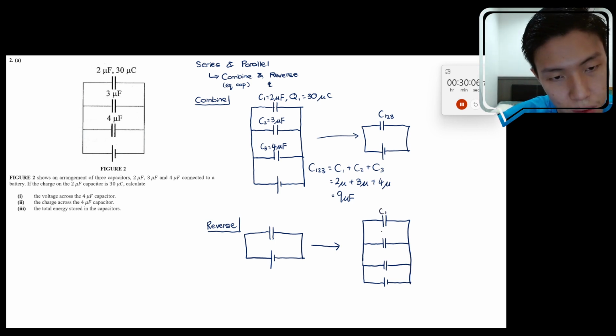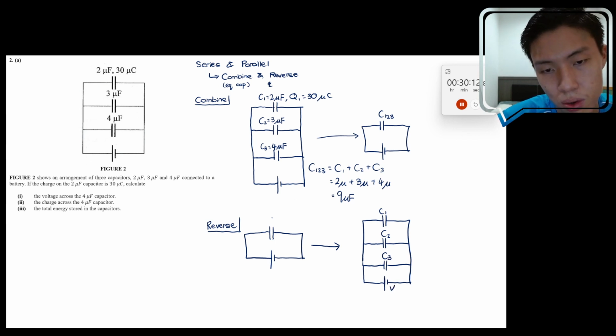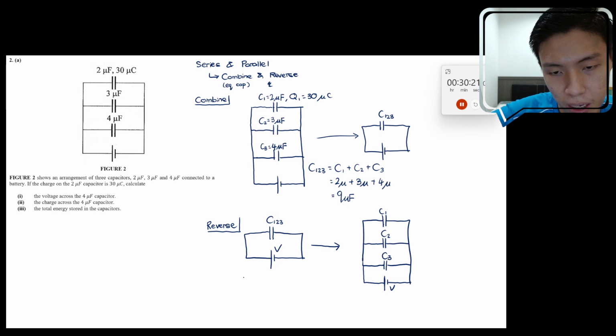Okay, this one is C1, C2, C3. This one will be V. Okay, this one will be C123. This one is V. Okay, so let's start. From the leftmost diagram, make sure you are able to determine C123, V123, and also Q123.